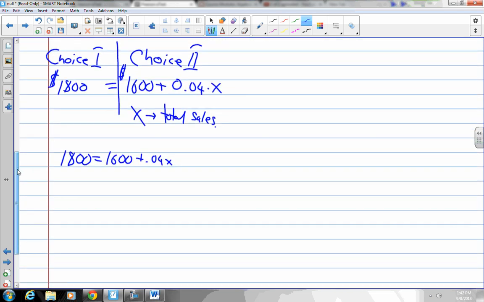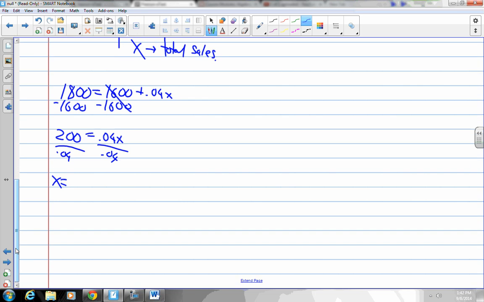Well, that's a simple equation to solve. We'll just subtract 1,600 from both sides. Leaves us with 200 equals 0.04x. So then just divide. So x equals 200 divided by 0.04. What is it? 5,000, something like that? Yeah.